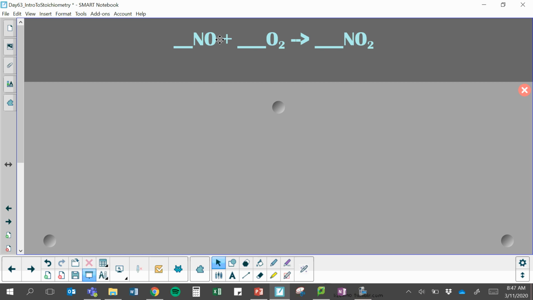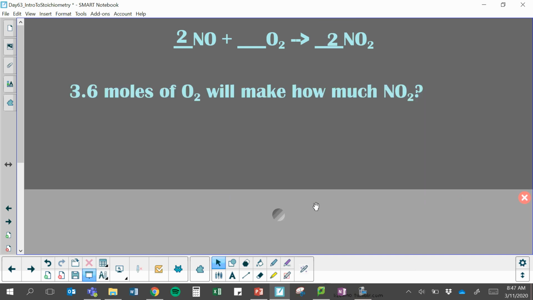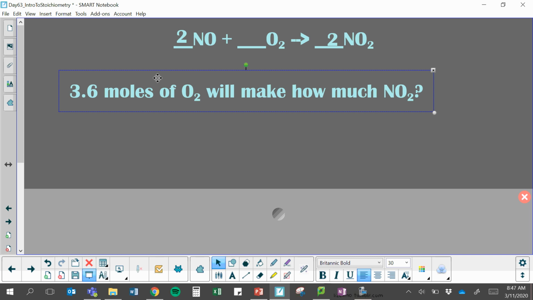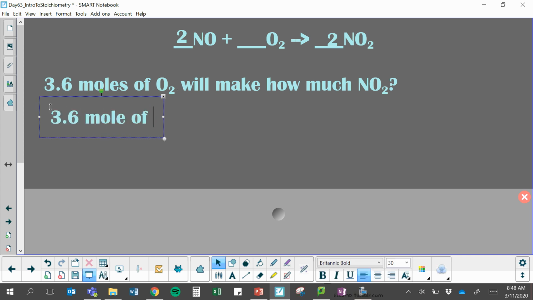Okay, so this is the same reaction, so I'm just going to put our coefficients up here. We had a 2, we had a 1, and oops, we had a 2. Okay, so our question would be: how many moles of NO2 will 3.6 moles of O2 make? So here we're starting with the number we're given. We're starting with 3.6 moles of O2.